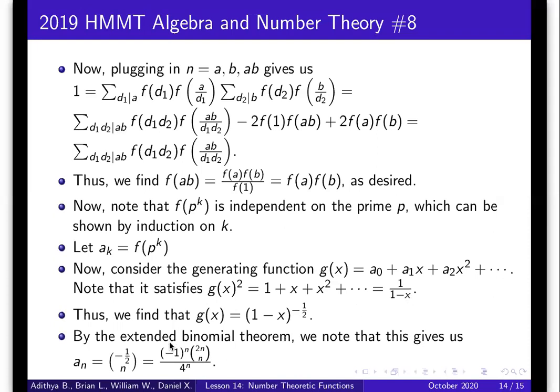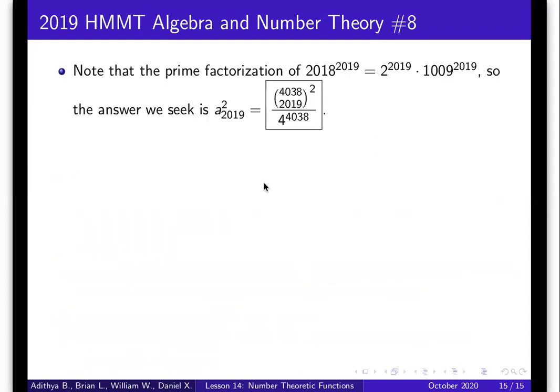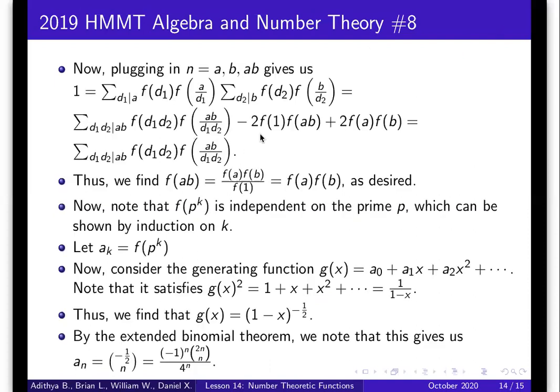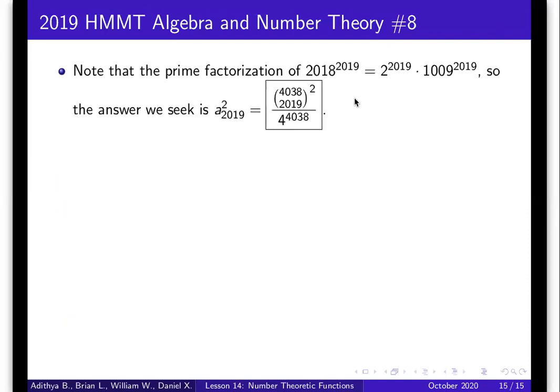Right. And so now we remember what we're looking for. We're looking for f of 2018 to the 2019. And we split it into its prime divisors. Then we can calculate f of each of those terms as a_2019. And so it's just a_2019 squared, which is the thing in the box.